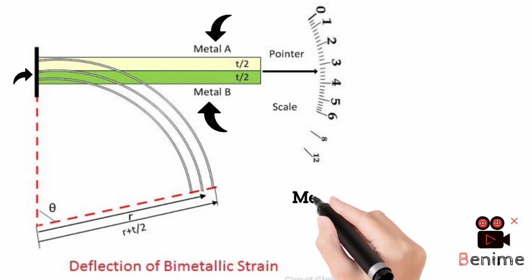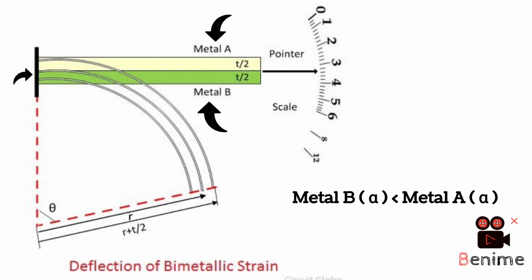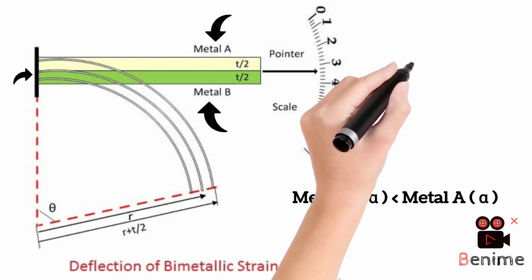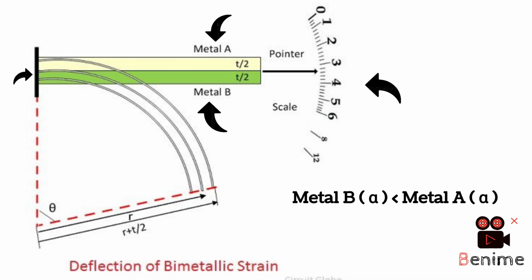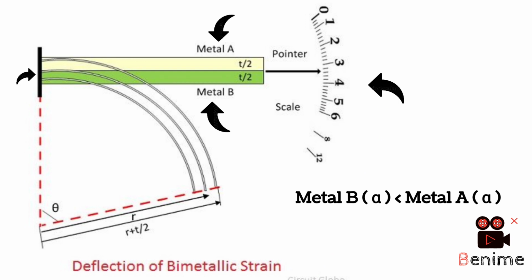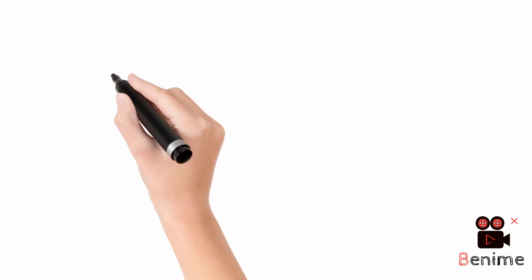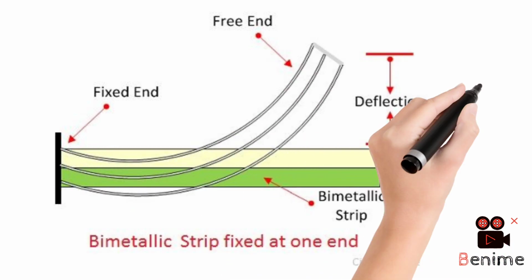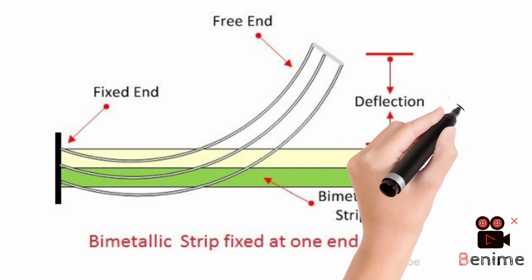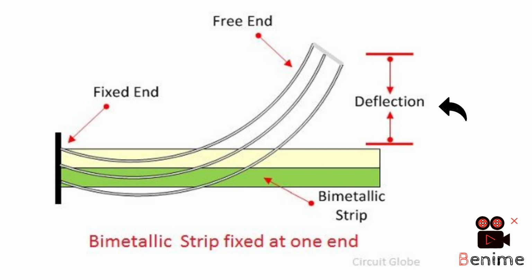In this example, metal B's expansion coefficient is less than metal A's, so whenever temperature is applied, it will bend towards the lower expansion coefficient metal side, that is, the metal B side. So, a pointer and scale are designed for this to indicate the particular temperature. See the diagram. In this type the deflection is good, but the amount of deflection over a temperature range is very small, which can affect the sensitivity, that is, we cannot get the small changes in the temperature.